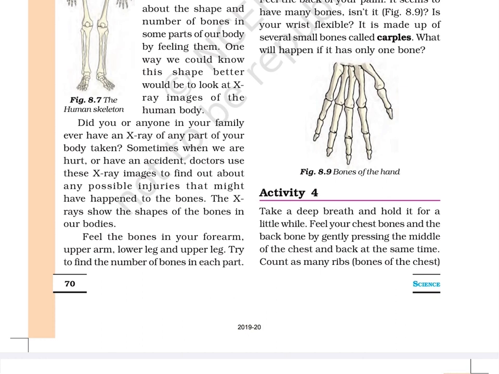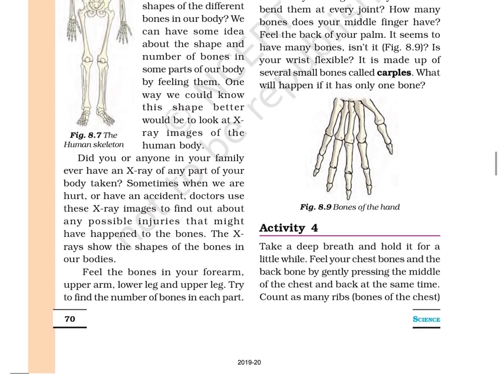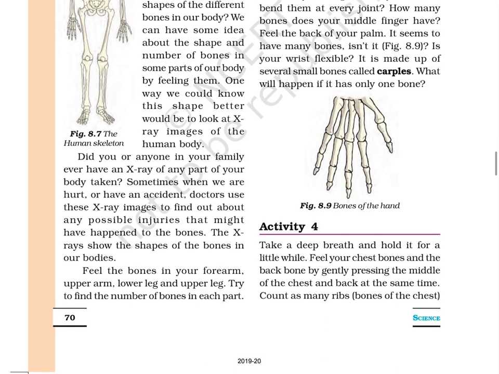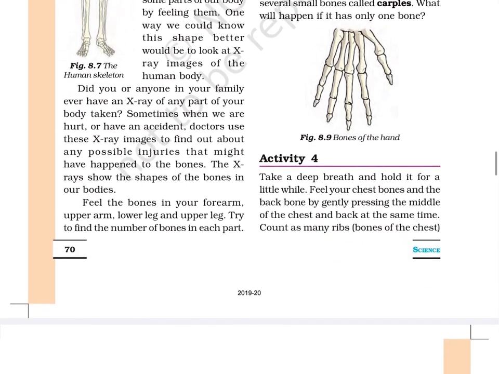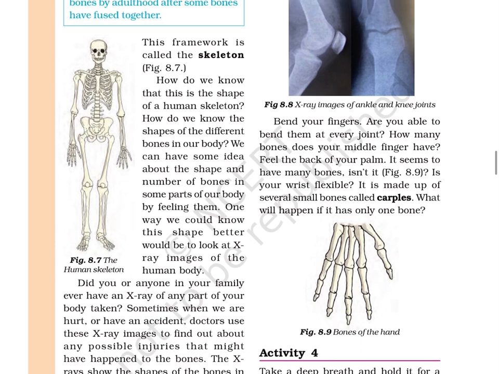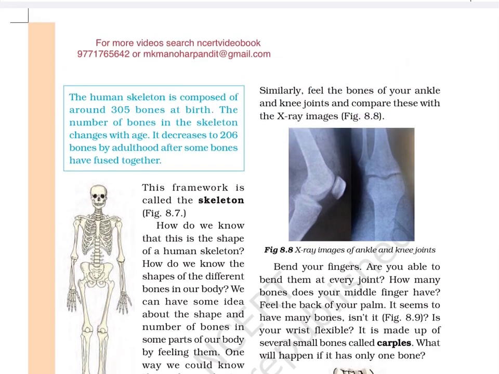X-rays show the shapes of the bones in our bodies. Figure 8.7 shows the human skeleton. Feel the bones in your forearm, upper arm, lower leg and upper leg. Try to find the number of bones in each part. Similarly, feel the bones of your ankle and knee joints and compare these with the X-ray images. Figure 8.8. Figure 8.8 shows X-ray images of ankle and knee joints.